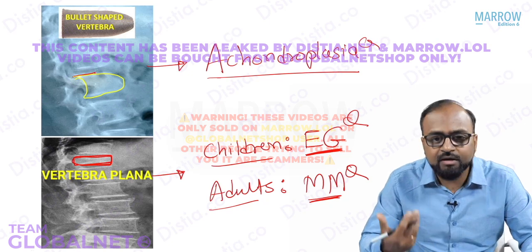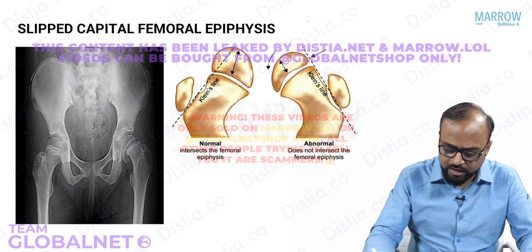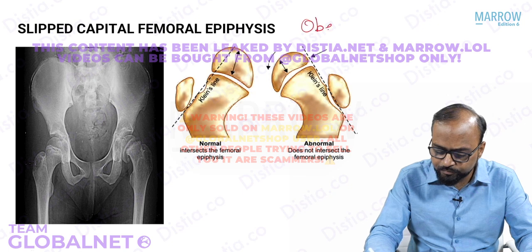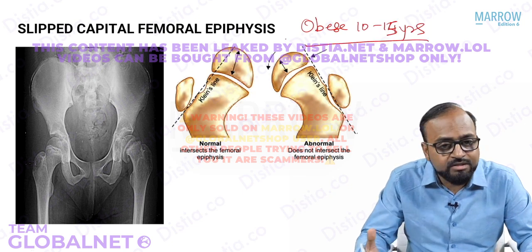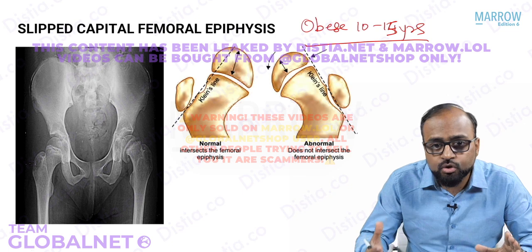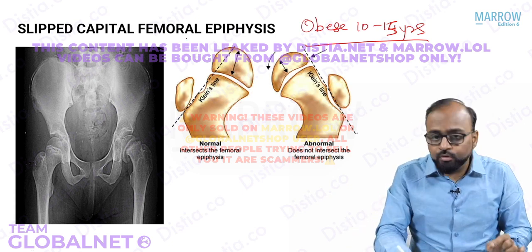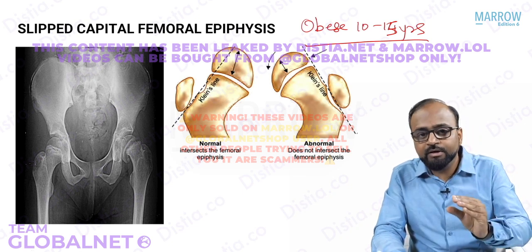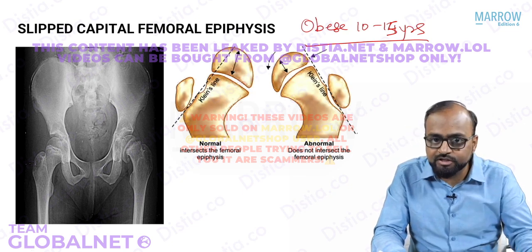Now another typical condition that occurs in children, especially obese children around adolescence, 10 to 14 years of age or 10 to 15 years of age, is nothing but a type 1 Salter-Harris injury. What happens? There is a physeal plate at the region of the proximal femur, and the femoral head epiphysis actually slips over that physeal plate.